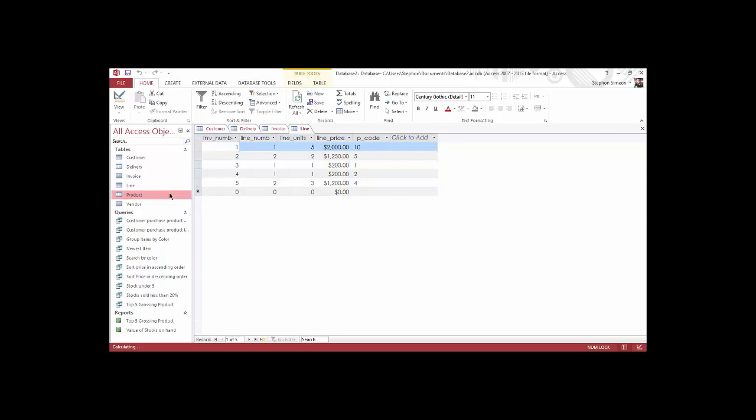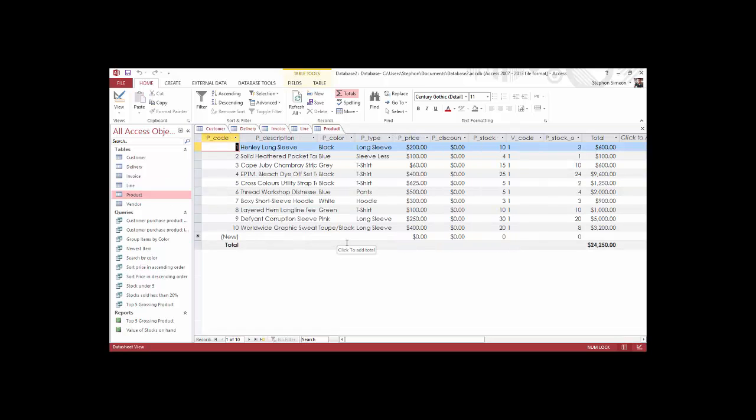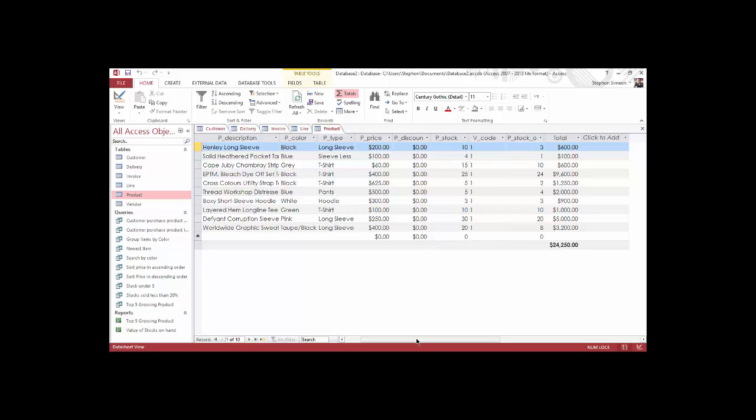So let's say it's the product table. There are 10 products right now, and here we have the description, the color, the type, meaning t-shirt, pants, hoodie, those kinds of things, price, discount, stock. When I say stock, I mean exactly how much they ordered at the beginning, and then there's the vendor code, so you know which vendor. But in this business model, they only have one vendor, which is ASOS, which actually distributes different brands of clothing.